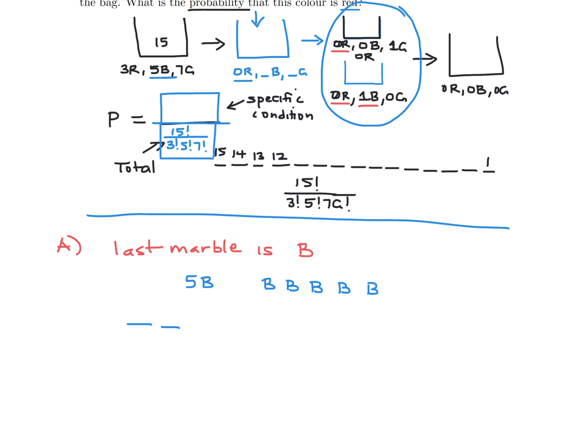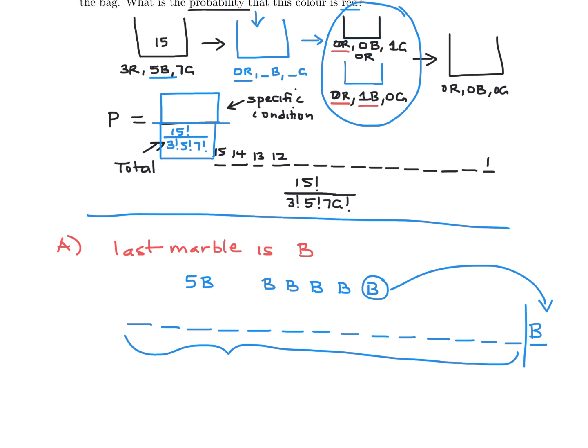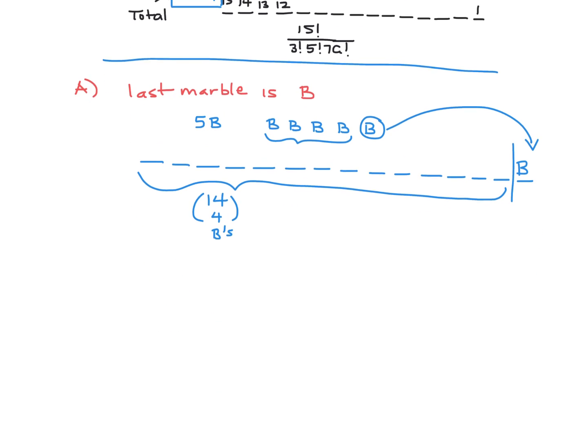So if we have 15 slots, 1, 2, 3, 4, 5, 6, 7, 8, 9, 10, 11, 12, 13, 14, 15, we want the last one to be blue. So this guy is going here, the last one. That means from the remaining 14 slots before the last one, you have to select 4 of them to be the 4 blues. Now we have to discuss this a little bit.